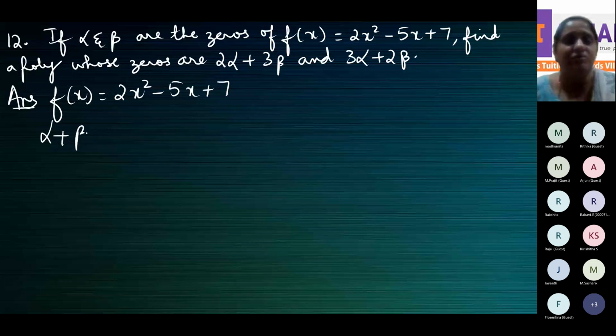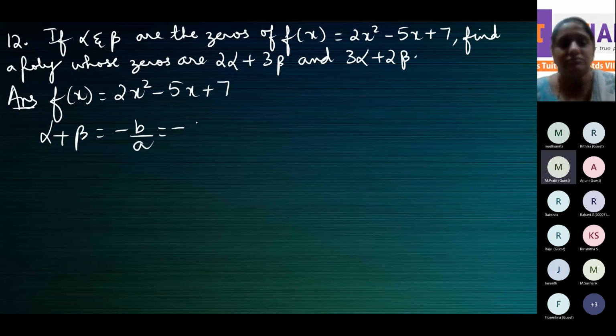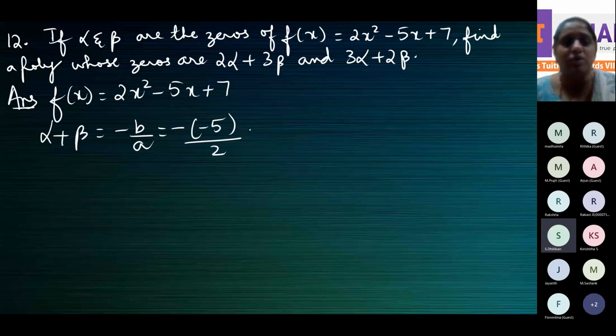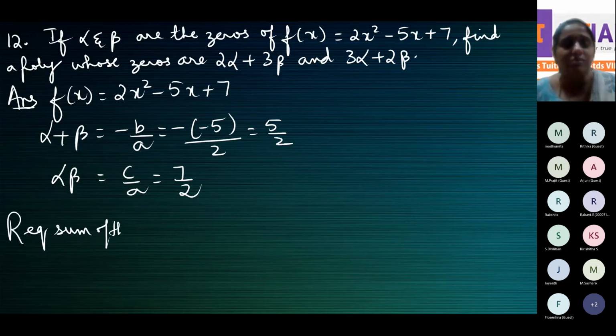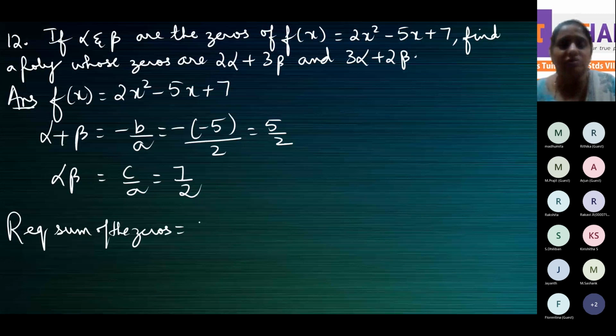So what is alpha plus beta equal to? Minus b by a. And what is that? Minus of minus 5 by 2, and that's equal to 5 by 2. What's the product of the zeros? c by a, and that is 7 by 2. Now, with the given quadratic polynomial, this is all we can do. Now we'll find the required sum of the zeros. Or you can just write required sum, anything. What are the zeros?